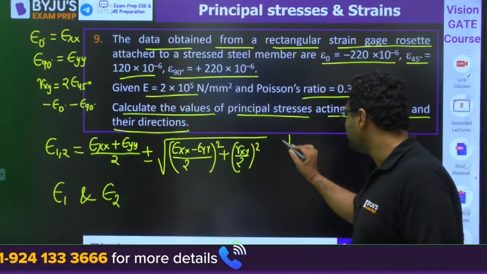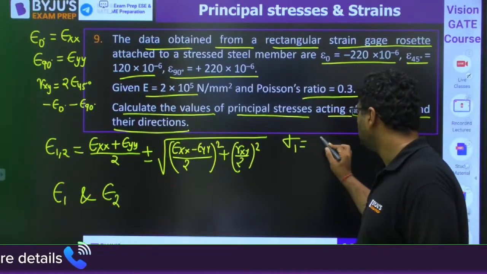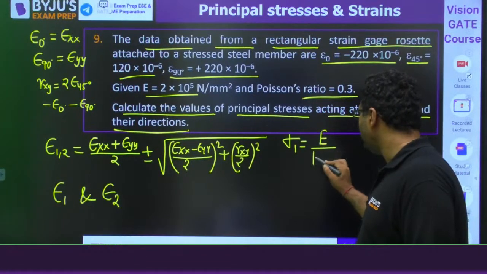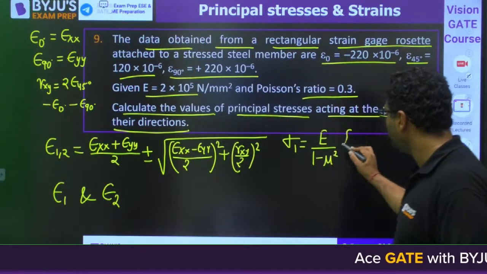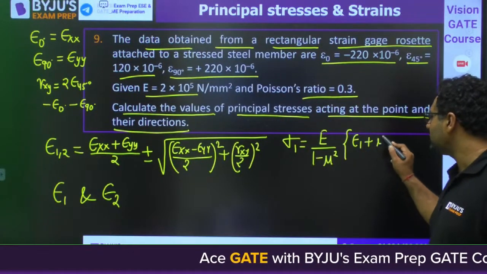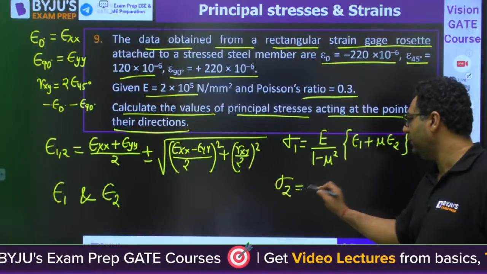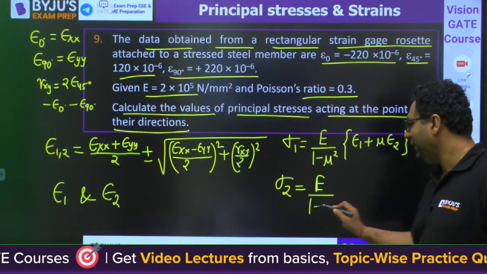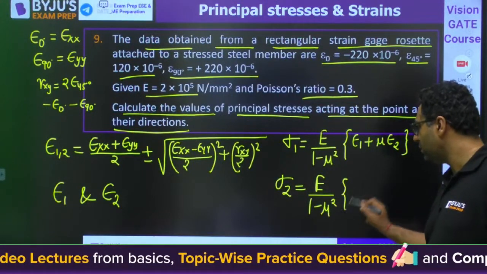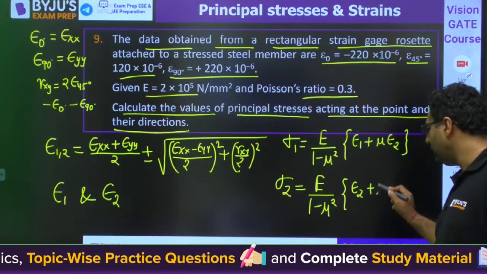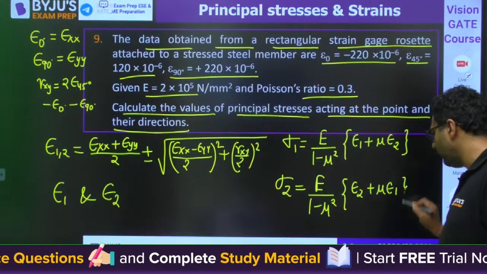Then you know principal stress: sigma 1 is E upon 1 minus mu square, times epsilon 1 plus mu times epsilon 2. Sigma 2 will be E by 1 minus mu square, times epsilon 2 plus mu times epsilon 1.